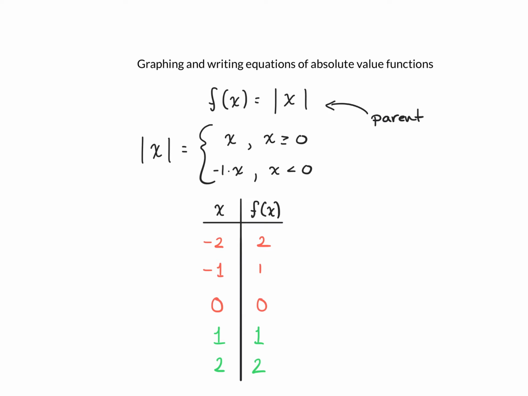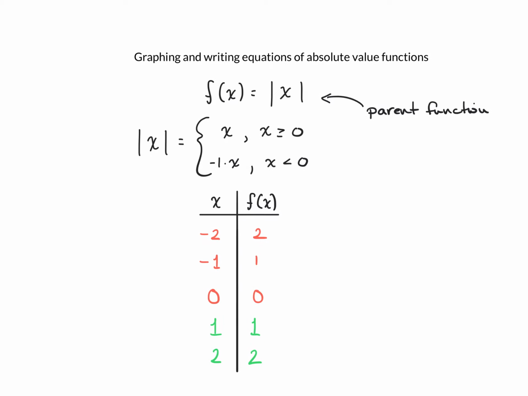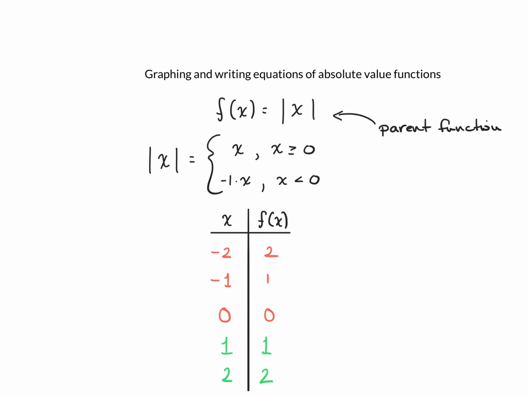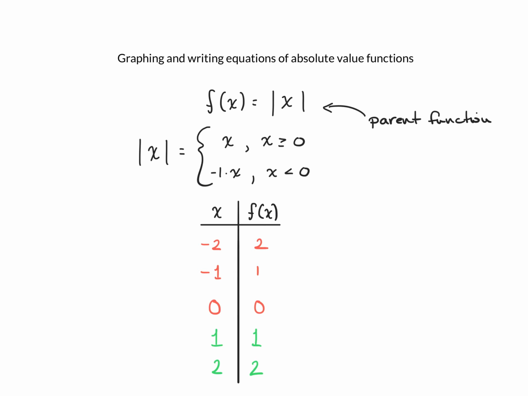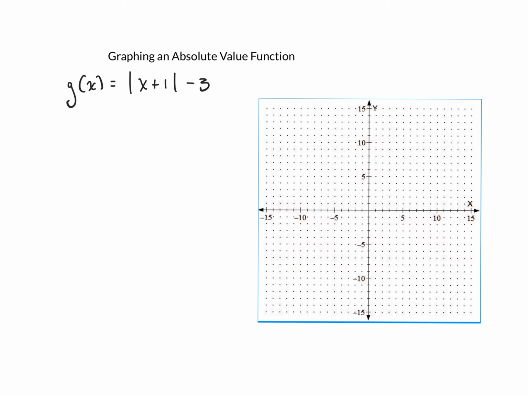The reason it's called the parent function is because it's an operation based upon no other operations, meaning this function is being evaluated with absolutely no other operations. There's no additions, no subtractions, no multiplications, no divisions. That's why it's called the parent function. It's just using the function based off of one value. We need to use this later on in the video. So we're going to jump to graphing these with transformations. We're going to take a look at g of x equals the absolute value of x plus 1, minus 3.